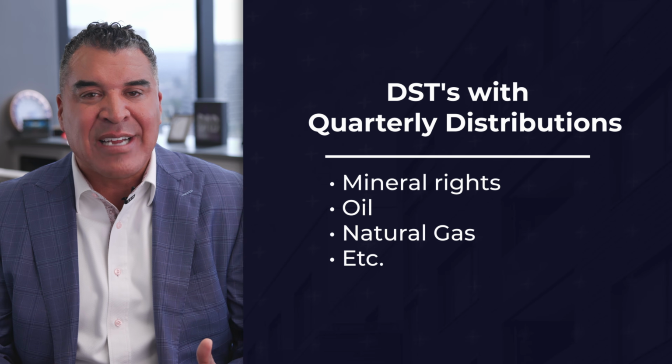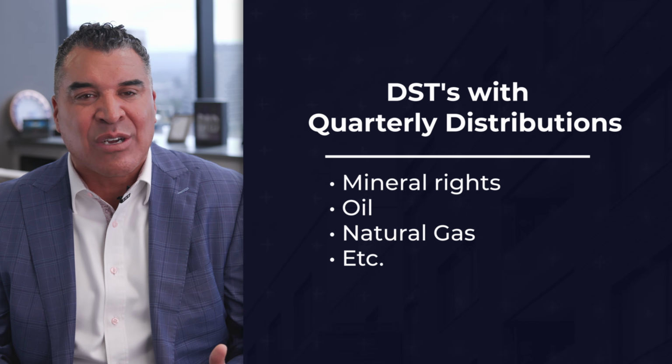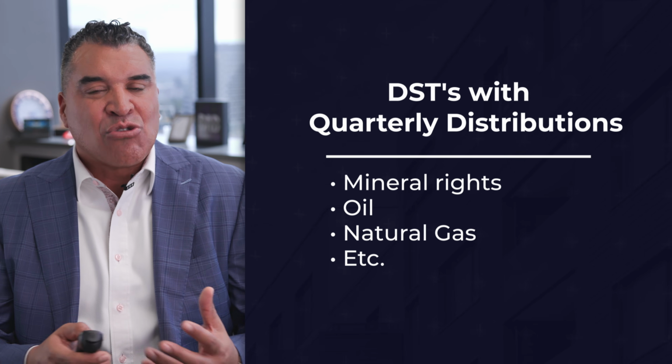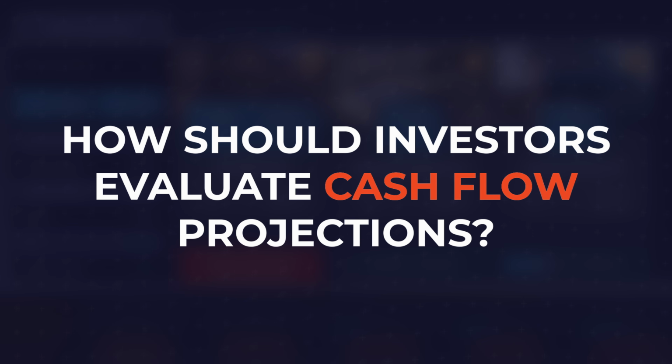Well, I would say 99% of the time, you're going to receive cash flow on a monthly basis. But there are DSTs that, like mineral rights, oil, natural gas, natural liquids, that distribute on a quarterly basis. As an investor, what should you be looking for in a DST's cash flow projections?